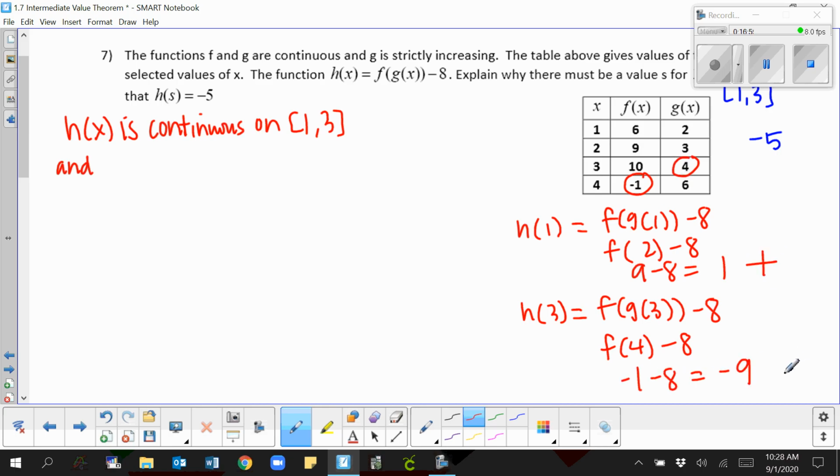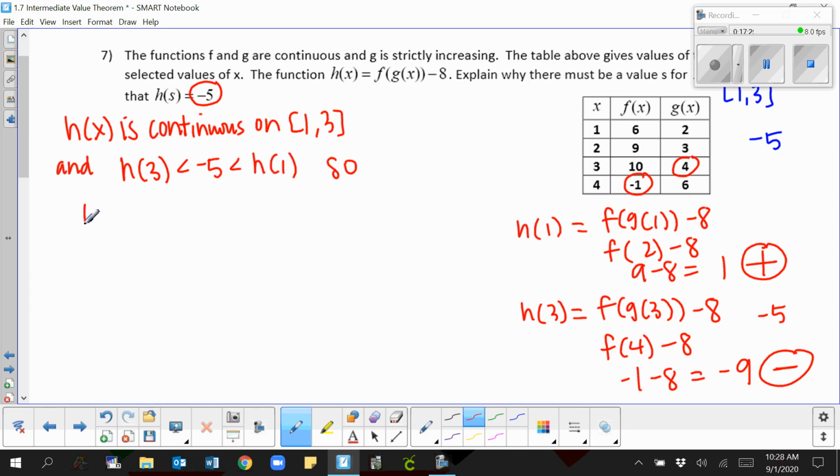So I've got a positive number here, a negative number here. So that would work if we're looking for 0, but we also know that our value is -5 right here. And I know that -5 falls in between 1 and -9. So we're good. So I'm going to say that h of 3, because that one is our -9, is less than -5, which is less than h of 1.